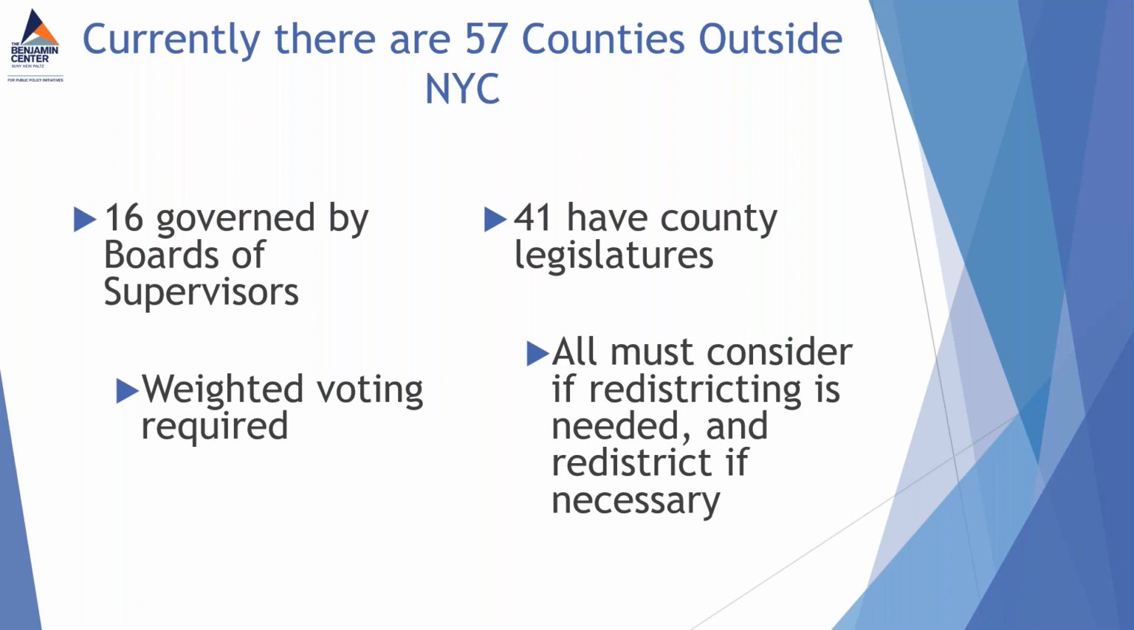All the counties must consider whether redistricting is needed and redistrict if necessary. So you have to go through the process of checking whether your current system is in compliance after the census. You may discover you don't have to change anything, in which case you can put that on the record and be recorded as having checked it and being satisfied that you're in compliance with the federal law requirement of one person, one vote. Next slide, please.